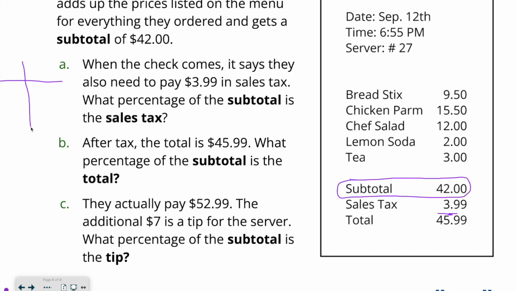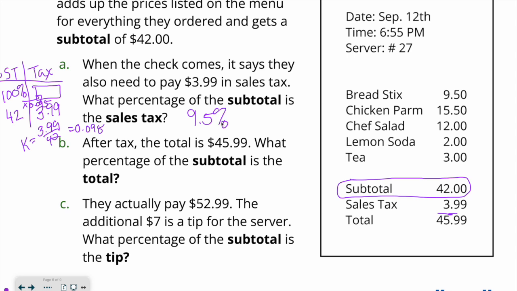So if we make a table, we have our subtotal and we have our tax. The subtotal comes first. That's my 100%. My tax, I don't know what percent that is. The subtotal is $42. The tax was $3.99. So finding my constant of proportionality, $3.99 divided by 42 gives us 0.095. And so if we multiply that by 100, we end up with 9.5%.